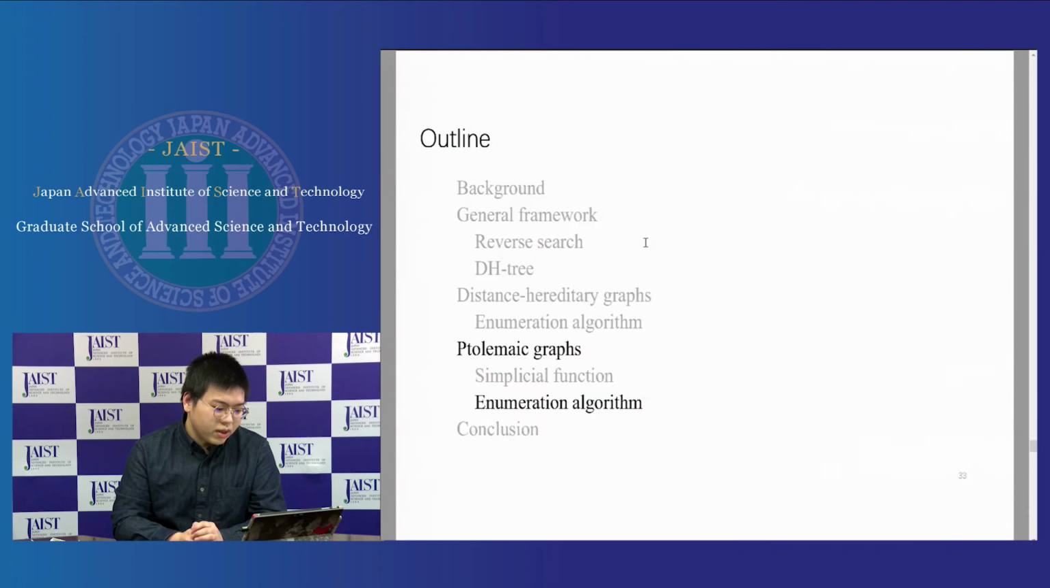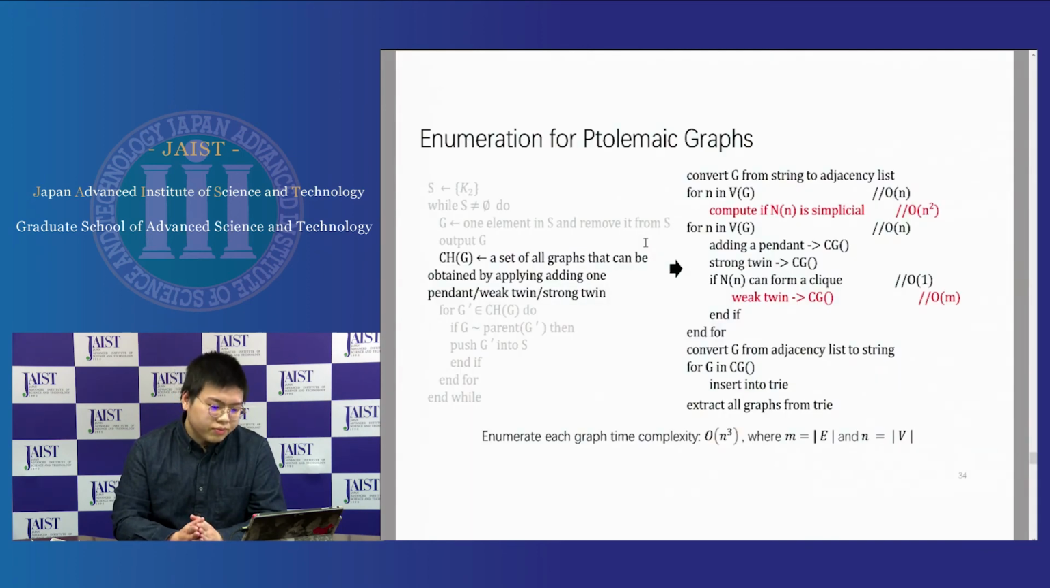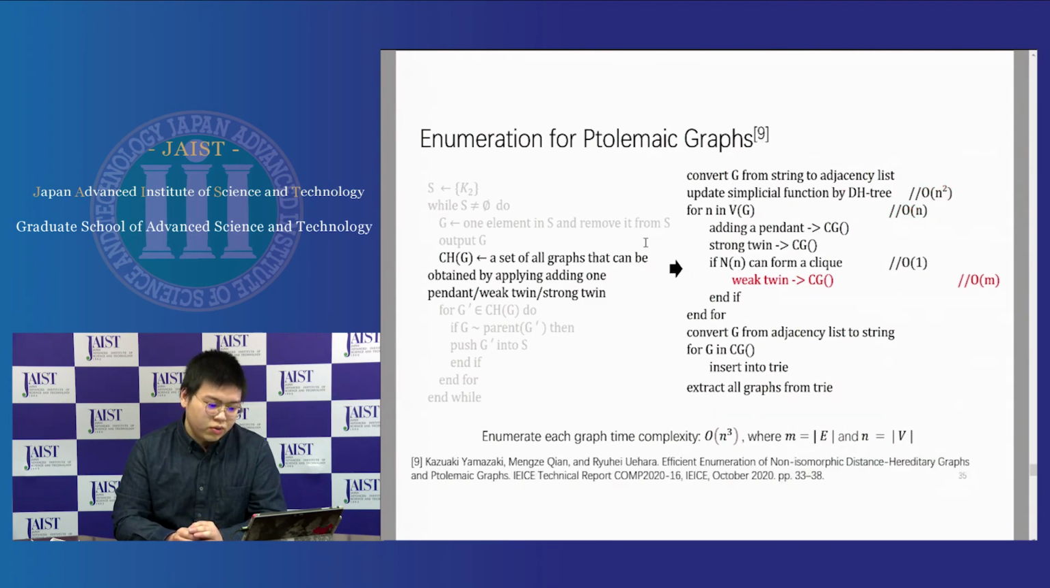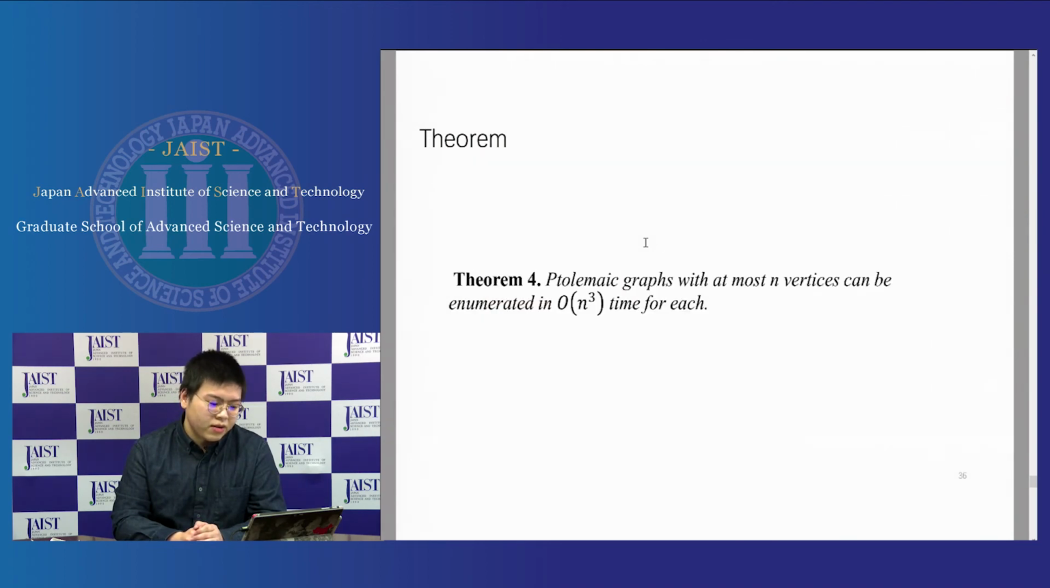Now we go back to the generation rules for Ptolemaic graphs. Since we use the simplicial function, for the first bottleneck of our algorithm, we can update it in the following steps. We can update the simplicial function by the DH tree, which costs only big O n squared time, so we improved one of the bottlenecks of this algorithm. And of course, Ptolemaic graphs with at most n vertices can also be enumerated in big O n cubed time for each.